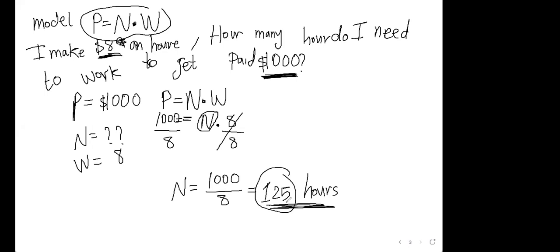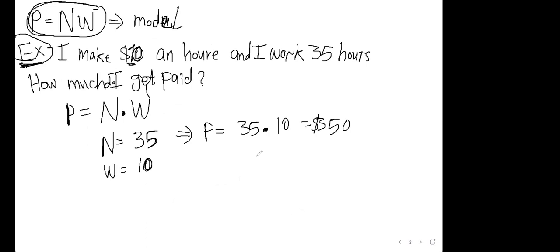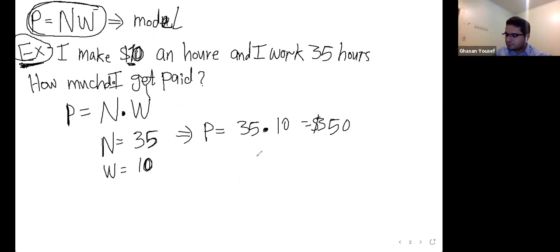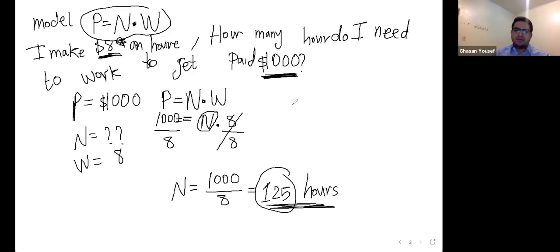Any questions? Professor, can you go back to the previous slide, please? The previous one, okay. Here's the previous one. Go back to this page. So B equals M times W. This is my algebraic model. Now I can use this formula, or this algebraic model, to solve the question.